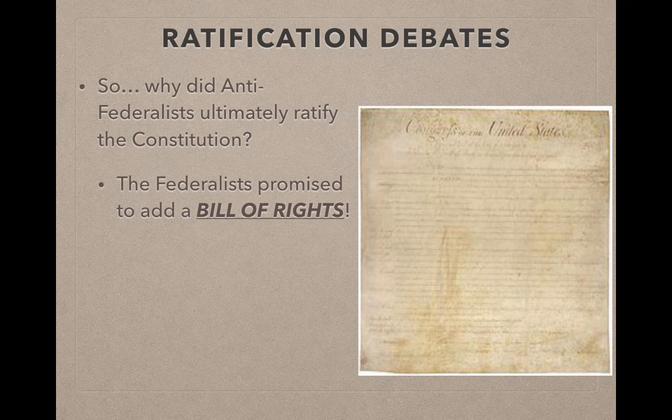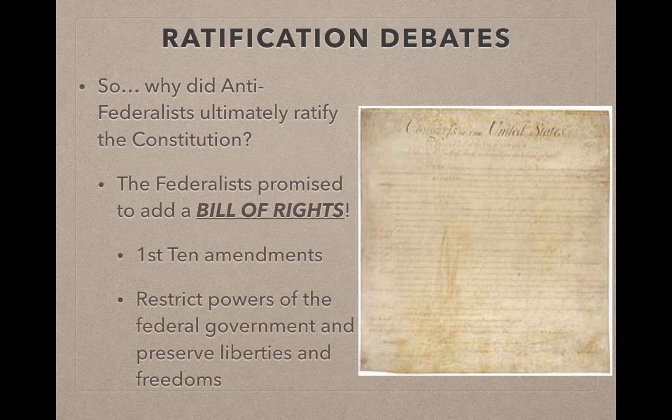Star, circle, underline, highlight, Bill of Rights right now for me. It is that important. The Bill of Rights were not part of the original Constitution. Anti-Federalists were afraid that individual rights were not protected. So the Federalists said, listen, if you ratify the Constitution, we promise to add a Bill of Rights. And these are the first 10 amendments to the Constitution, and they restrict powers of the federal government and preserve liberties and freedoms. So how do they do that? Let's get into each amendment.